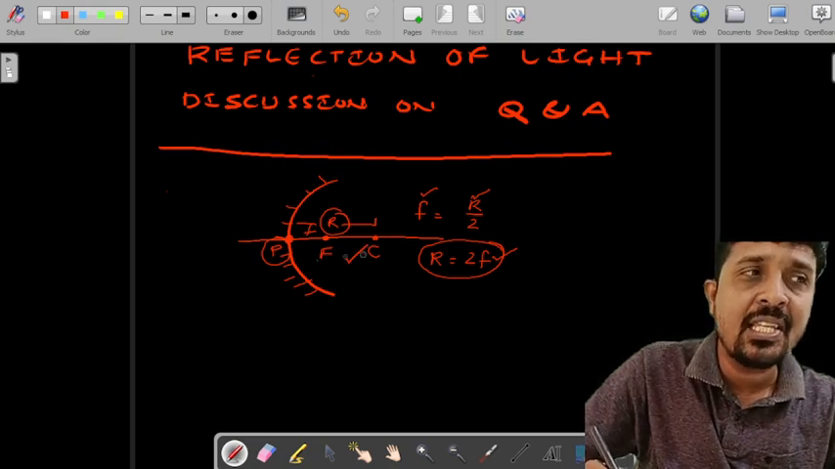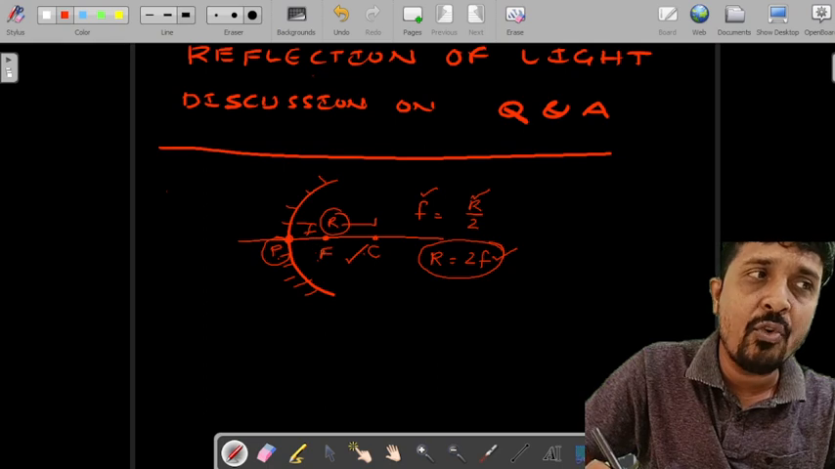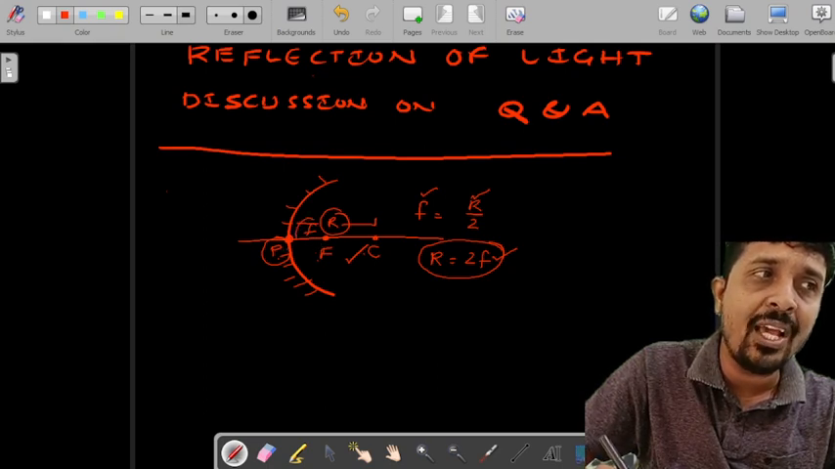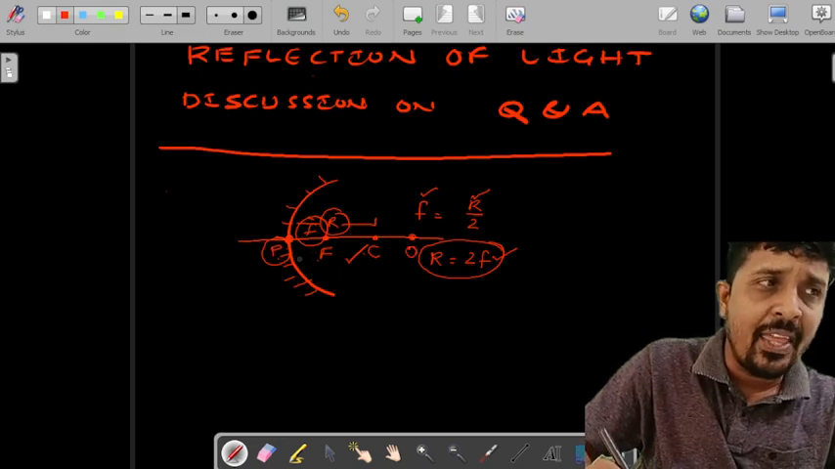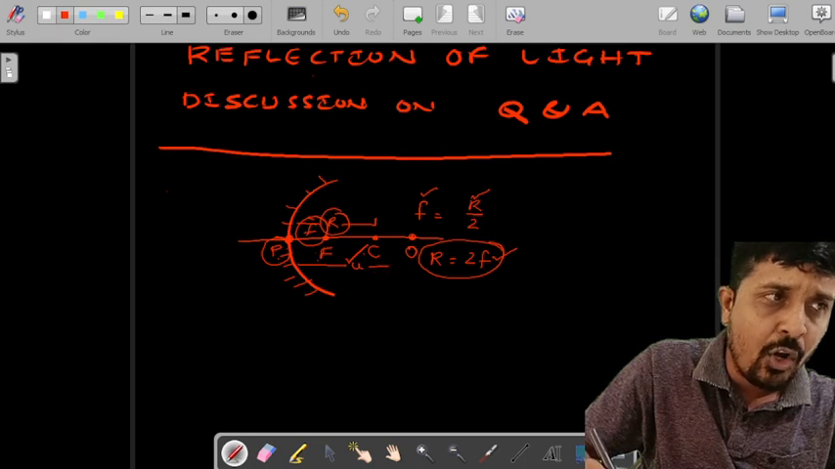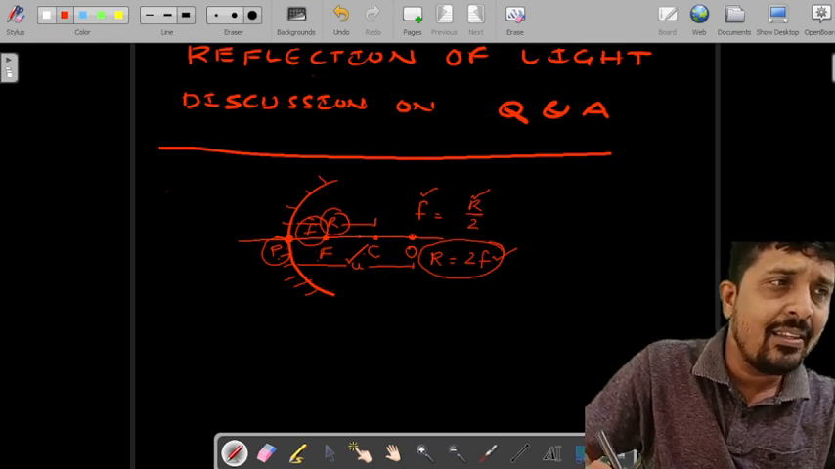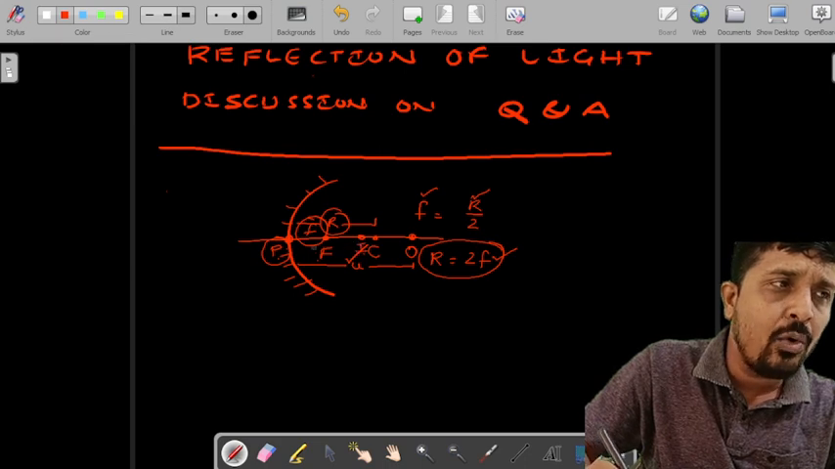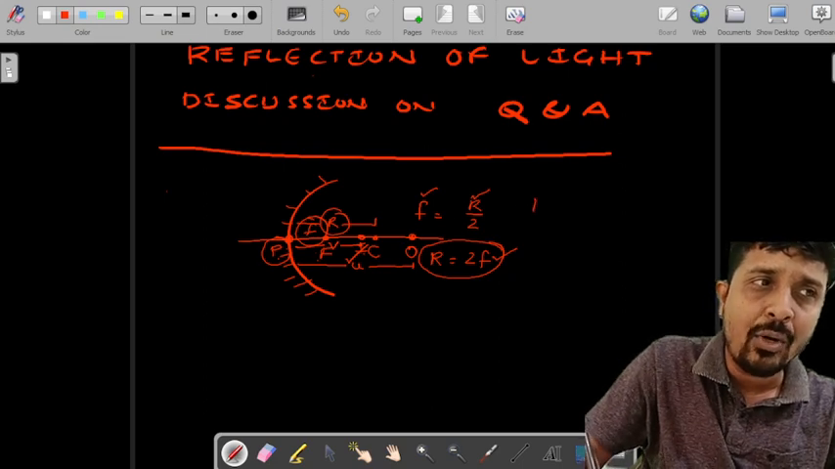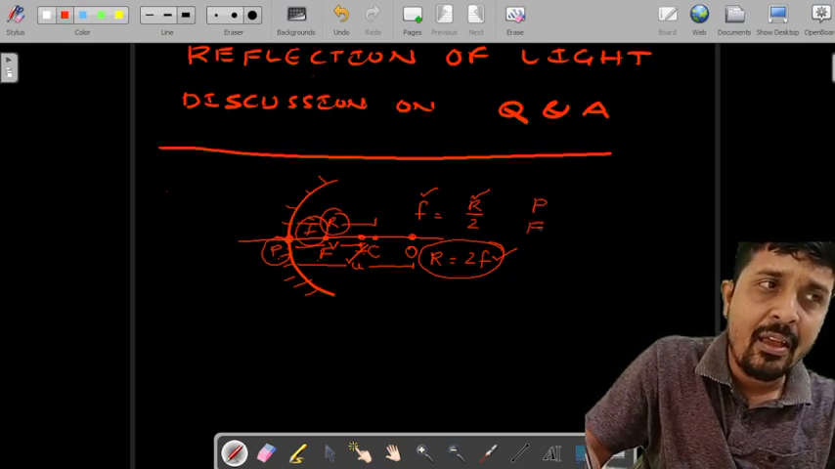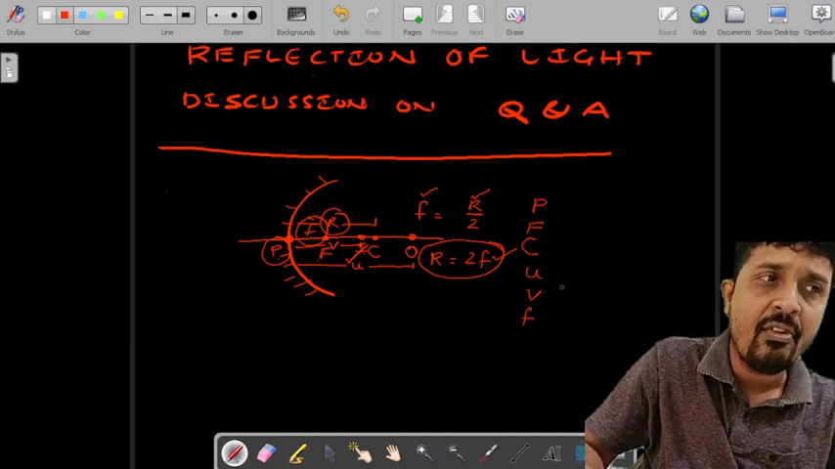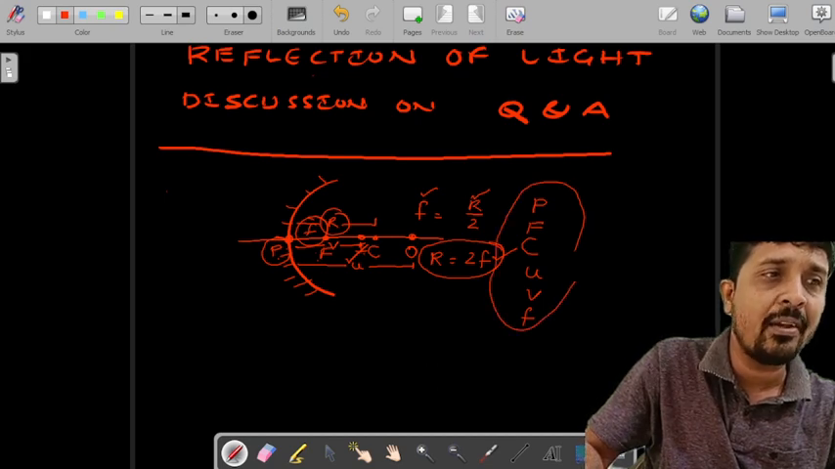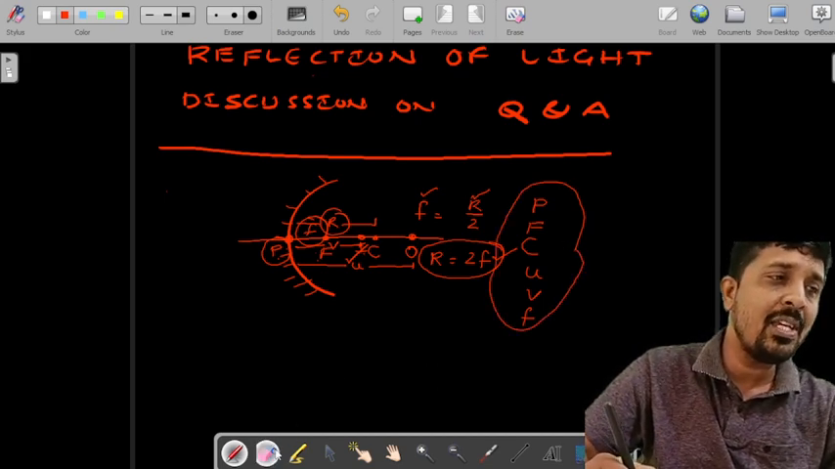These are the most common terms we are going to use: P, F, C. P stands for pole, F stands for focus, and the distance between P and F is called the focal length. Let us assume that we have placed the object here. The distance between pole and object is called U. Let us consider the image is formed here. The distance between P and I is called V. You have to understand all these technical terminologies, P, F, C, U, V, f. Once that is clear, it will be easy for you.